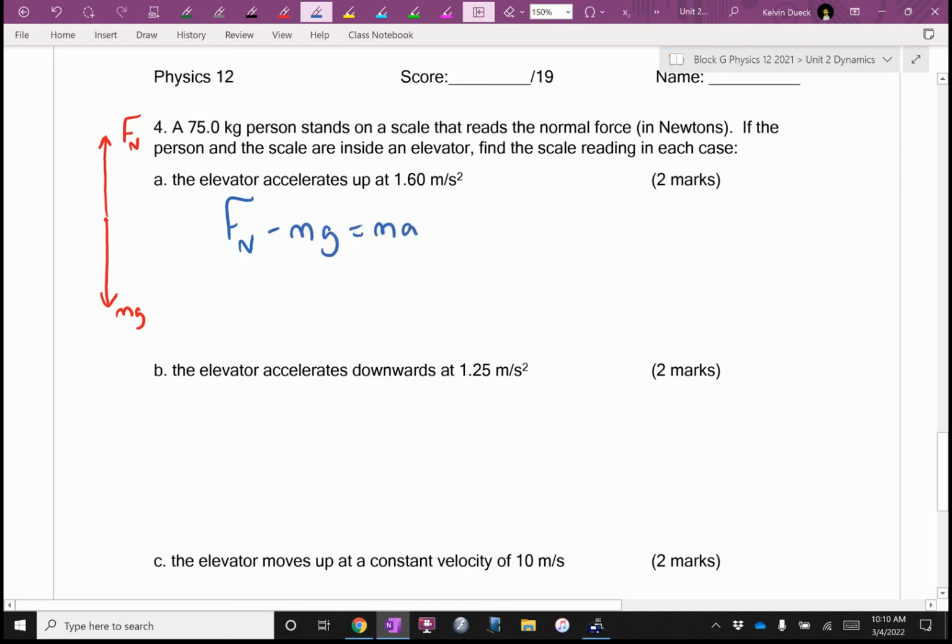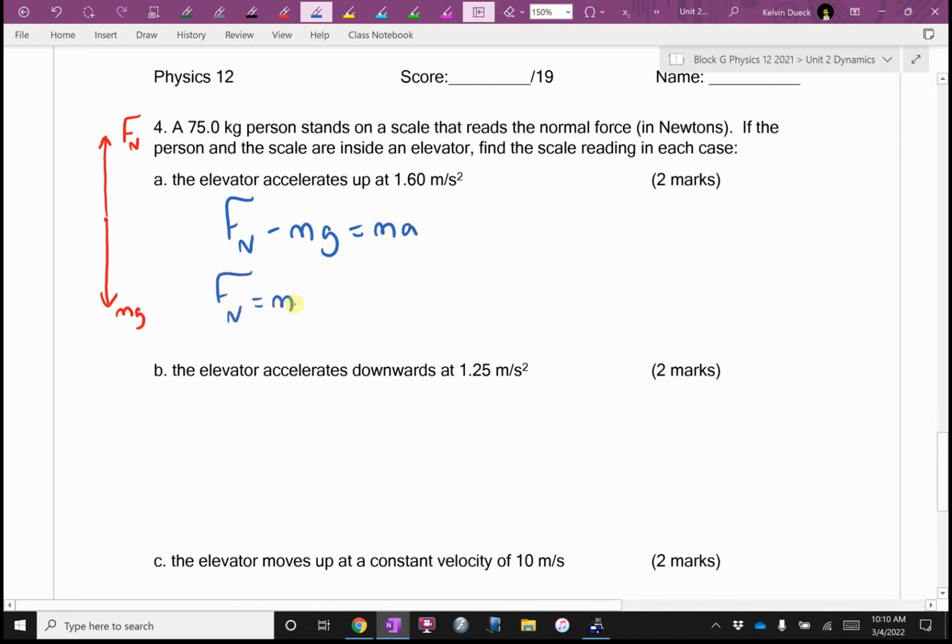And they want me to find the scale reading. No, they don't. What do they really want me to find? Or I'll tell you the scale reading and ask you to find the acceleration. That's really what I'll do for elevator questions. They're good conceptual questions, even in Physics 12. I did a bunch of them in Physics 11 with you as well. And also, I'm making the assumption that every one of you has probably been in at least an elevator once in your life. Okay.